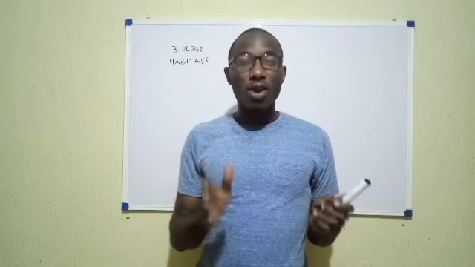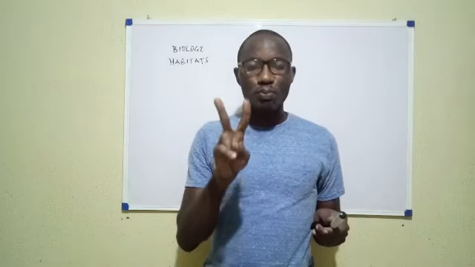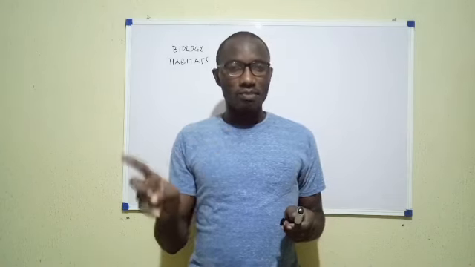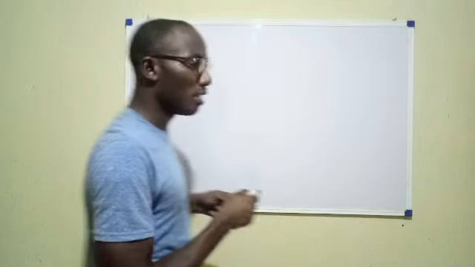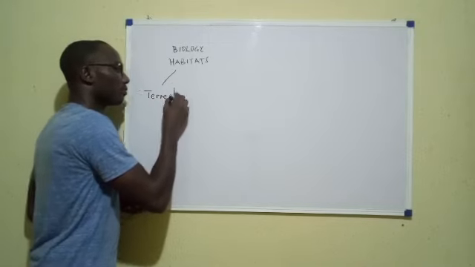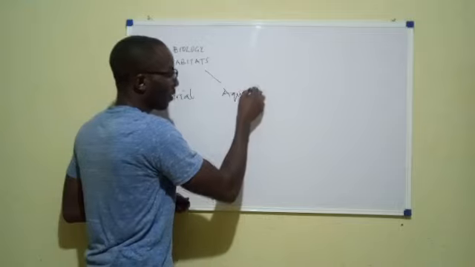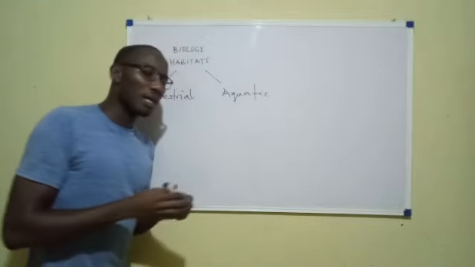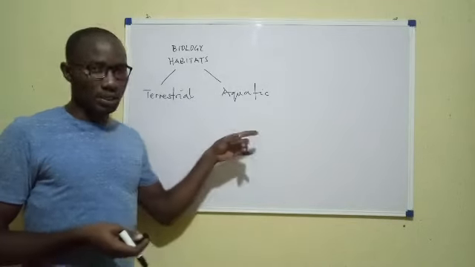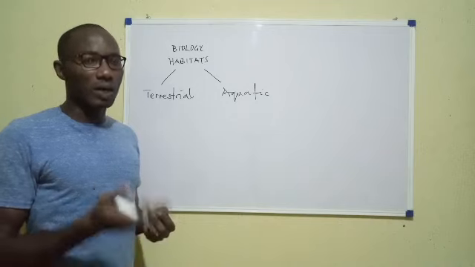So basically, all living things on Earth have two possible habitats, two possible places where they live. They either live on land or live in water. Therefore, I'm saying in effect that habitats could be terrestrial or aquatic. Now, the aquatic habitat is the habitat of organisms that live in water, whereas the terrestrial habitat is that of organisms that live on land.